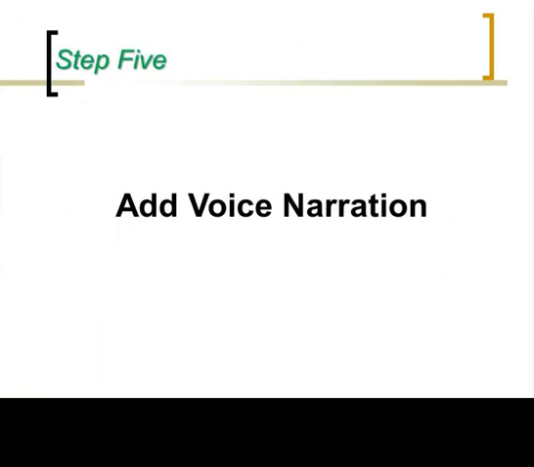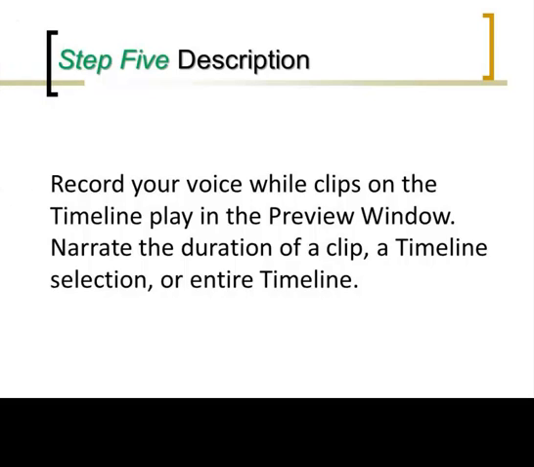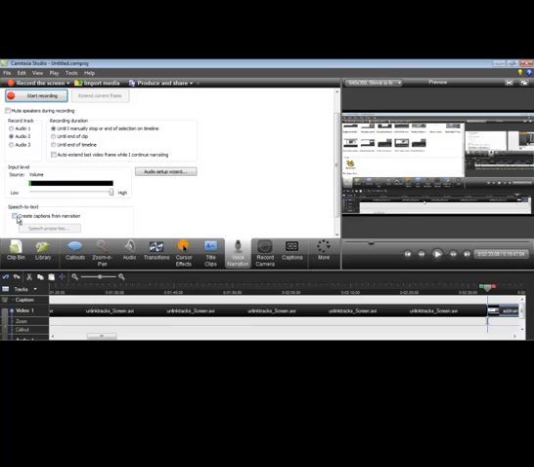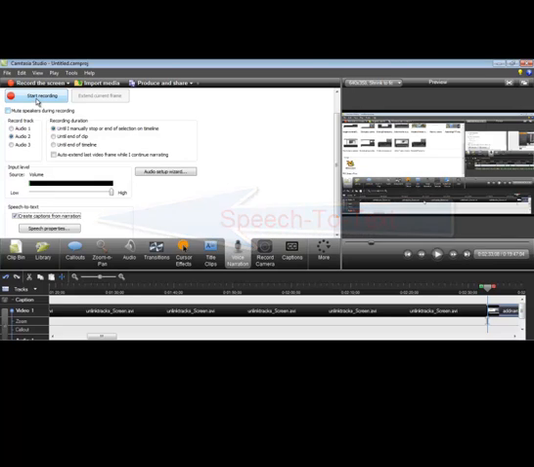Step 5. Add narration. If you recorded a screen with no audio, you can record your voice while the clips on the timeline play on the preview window. You can narrate on a single clip, on a timeline selection, or during the entire timeline duration. Go to the Voice Narration tab and click on the Start Recording button. A voice narration is saved and added to the clip bin and timeline. The speech-to-text function is also available here.